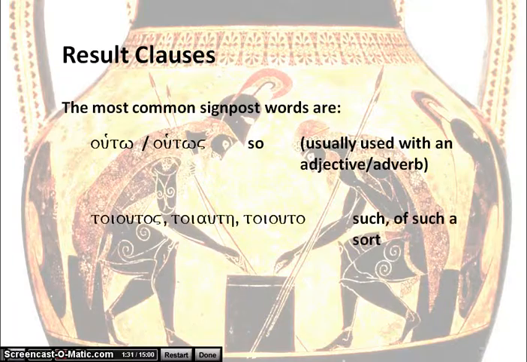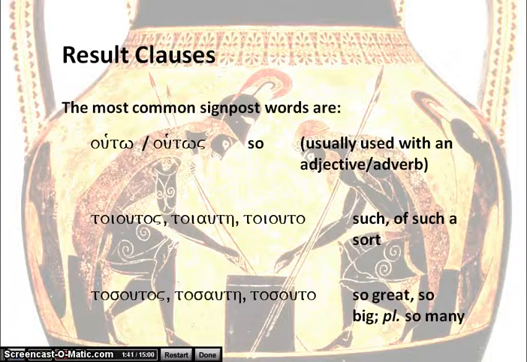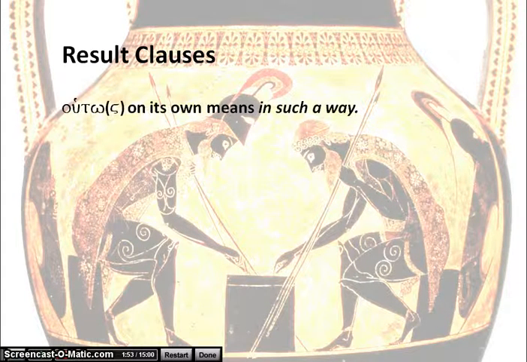We've also got toioutos, toiaute, toiouto, which is going to decline generally like a regular 2-1-2 adjective like sophos, which is going to mean such or of such a sort. And then tosoutos, tosaute, tosouto, which is going to mean so great or so big in the singular, but in the plural so many. So its Latin equivalent in the singular is tantus, so great, and tot in the plural, so many. So houto on its own is going to mean in such a way.